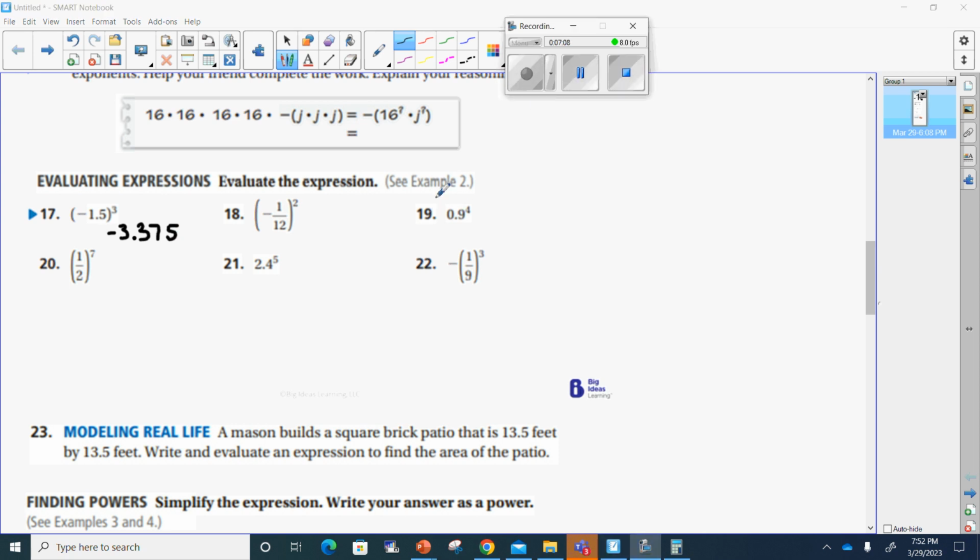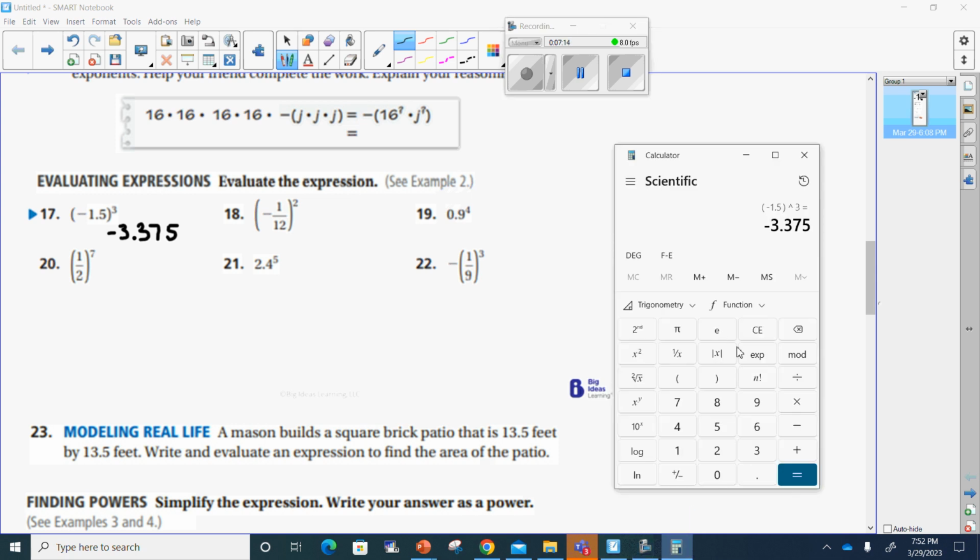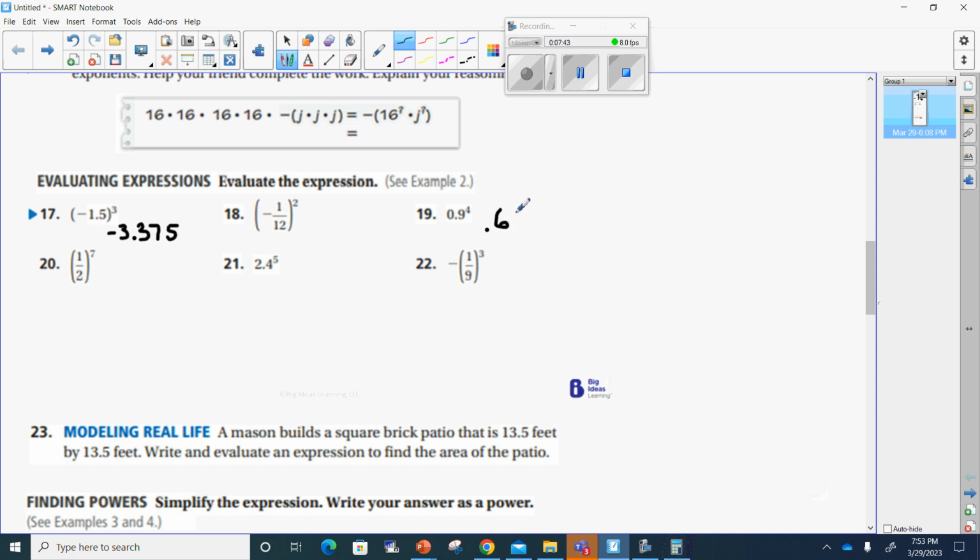Next, we're going to number 19. Number 19 says 0.9 to the fourth power. Once again, I'm going to bring up my calculator here. I'm going to bring up 0.9. And I'm going to use this again, and that little arrow there means it's to whatever power I hit next, which is to the fourth power. That's going to equal 0.6561.